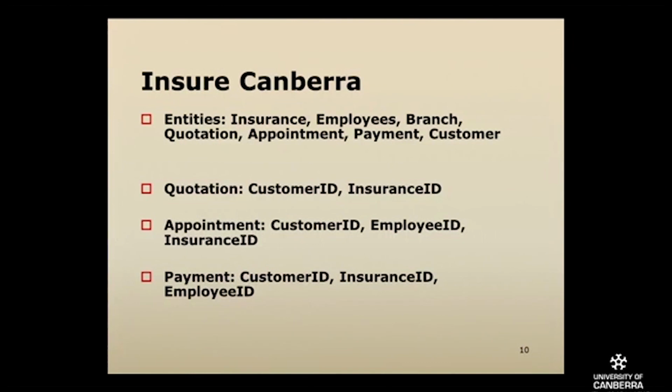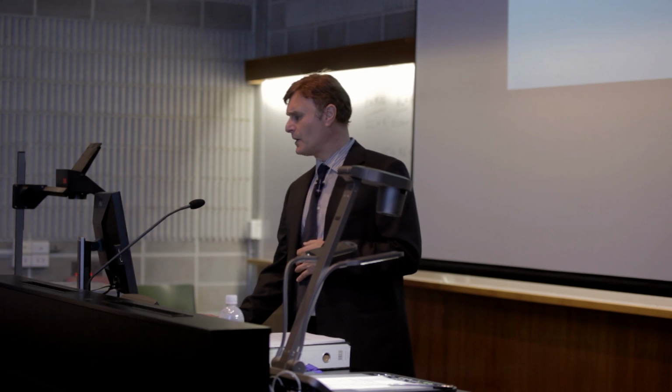the names of the entities: insurance, employee, branch, quotation, appointment, payment, and customer. Here I just created one insurance, and you'll see later on you will have problems because of the attributes of that insurance. What would be the attributes of this entity? So these are the names of your entities. Quotation is another entity, appointment is another entity, payment is another entity. With some of them I know some information. For example, with the quotation, I know the quotation is for a customer.